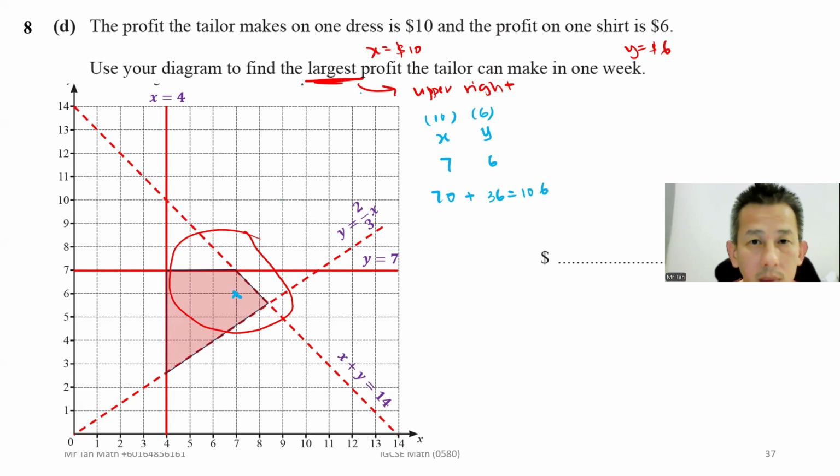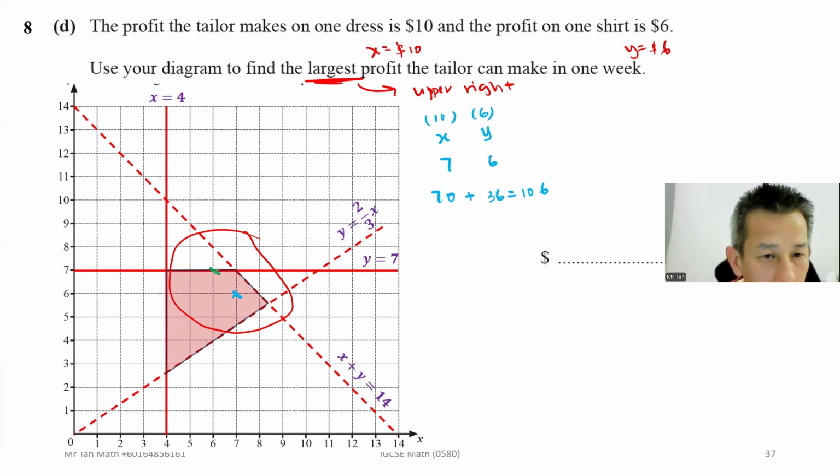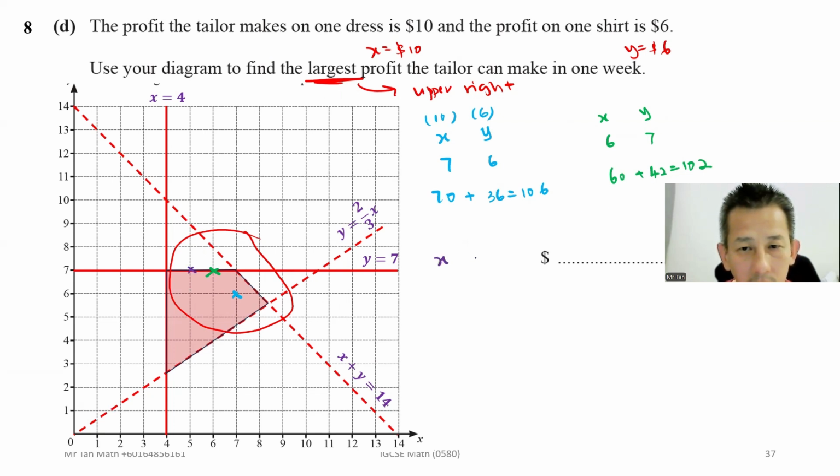Okay, how about this point? Is it included? So you can either do X is 6 and Y is 7. So it's 60 plus 42, you get 102. Okay. Maybe take one more. This one, X and Y is 5 and 7. So it's 50 and 42. It's quite low, it's 92. Okay. So the answer is 106.